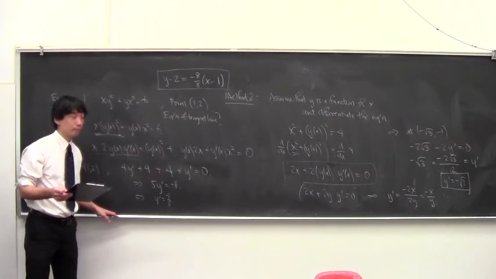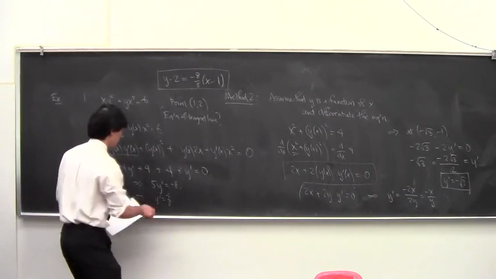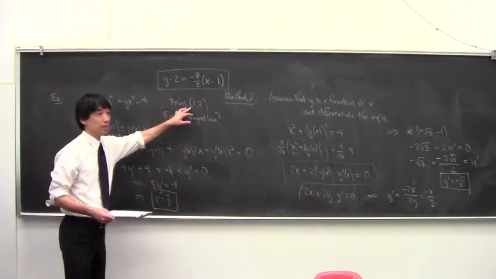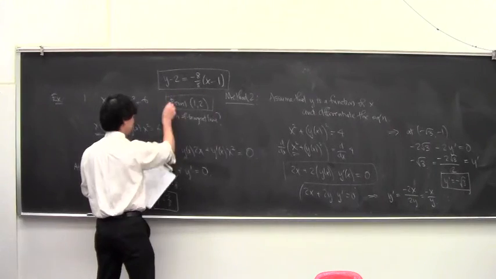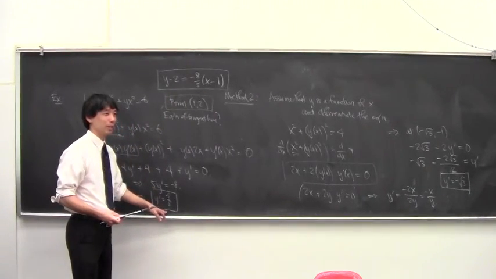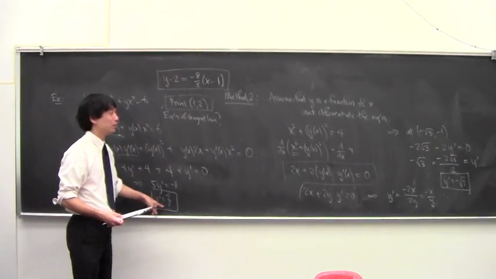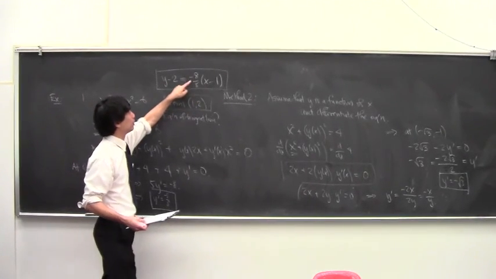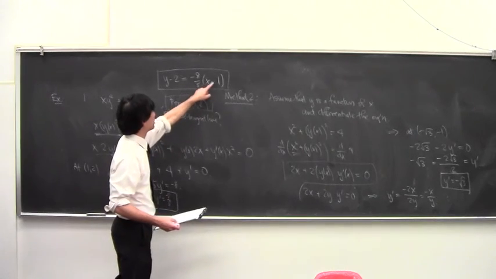Can you do that last step again? Yeah, so you have the slope of the line already, and you have the point. So you use the point slope form: y minus the y coordinate is equal to the slope times x minus the x coordinate.